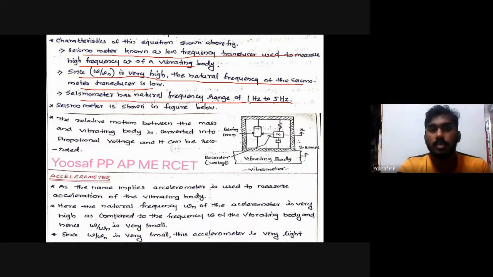Seismometer is shown in the figure. The relative motion between the mass and the vibrating body is converted into proportional voltage and can be recorded. This is the rotating drum, recording the voltage like this.